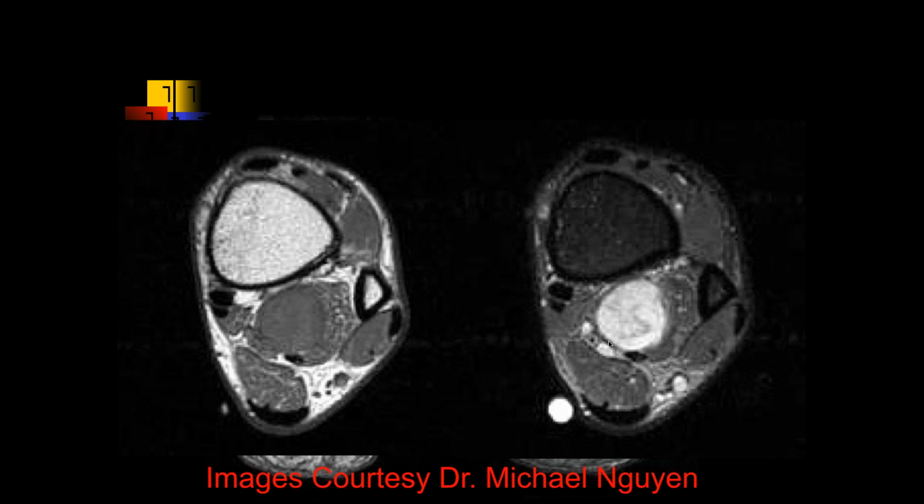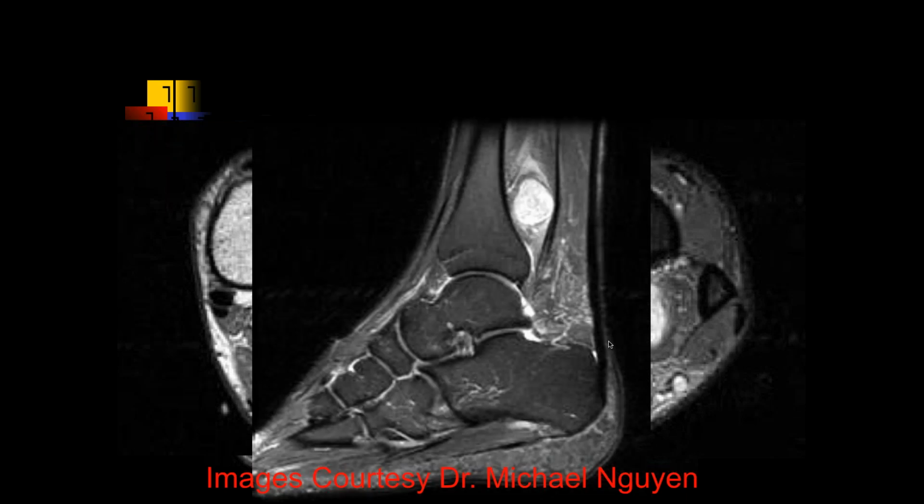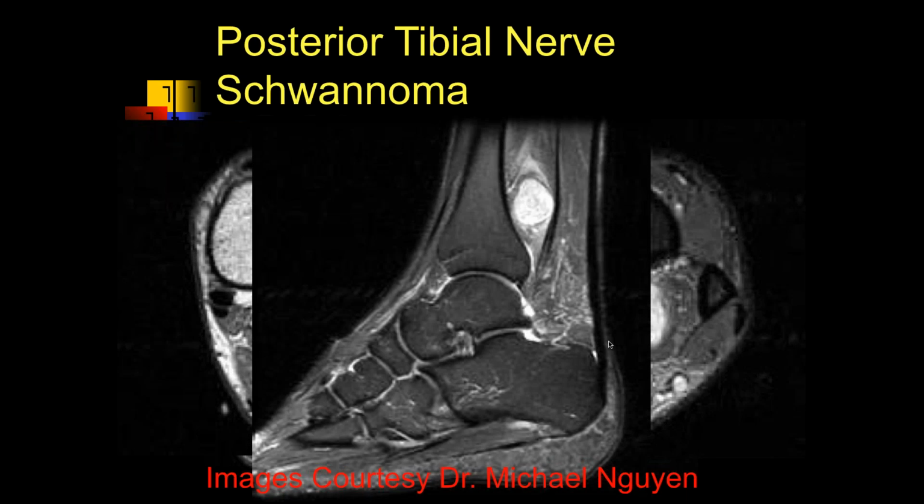So what do you think this is? It's like a nerve tumor. It doesn't have the fat-like signal, so it's more like a solid mass. I'm guessing it could be neurofibroma or schwannoma, one of those two. This is schwannoma, right. Posterior tibial nerve schwannoma.